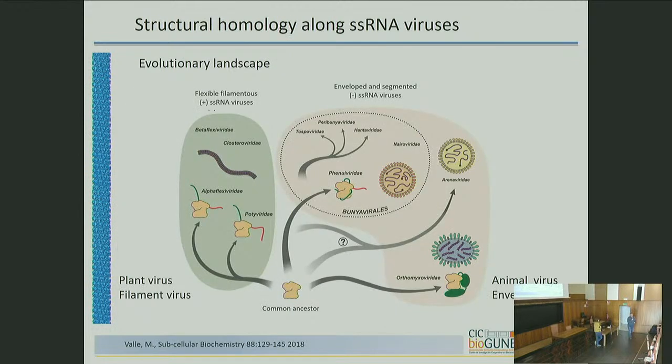Okay, this is not a binary distribution. It's not 0, 1, but there is a clear trend. Plant viruses tend to be filament, and animal viruses tend to be envelope. There are filament viruses on one side and envelope viruses on the other side, but the trend is really, really clear.